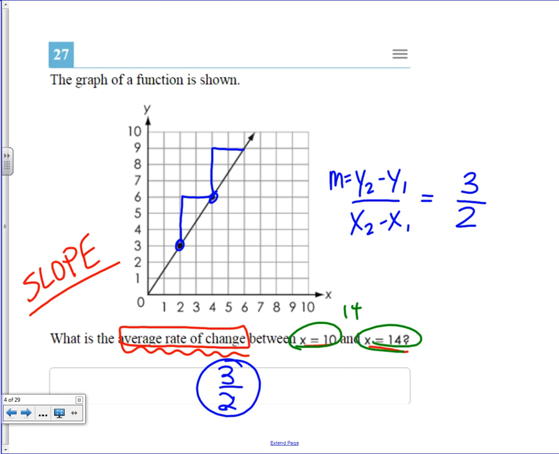If you wanted to make it a decimal, it'd be 1.5. I wouldn't recommend it because remember, slope is supposed to be a fraction, or a whole number for that matter.